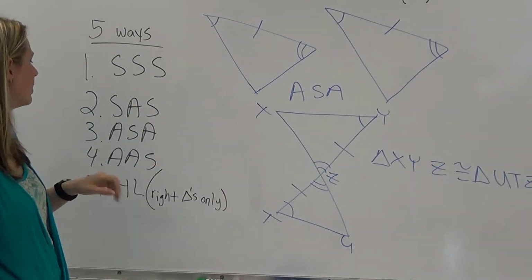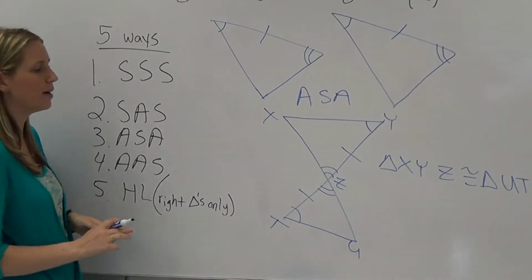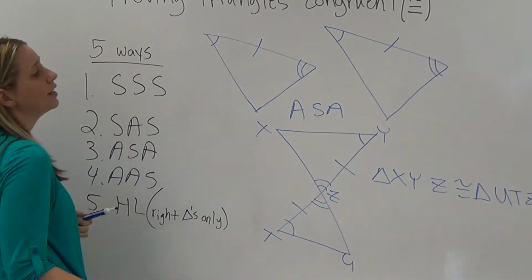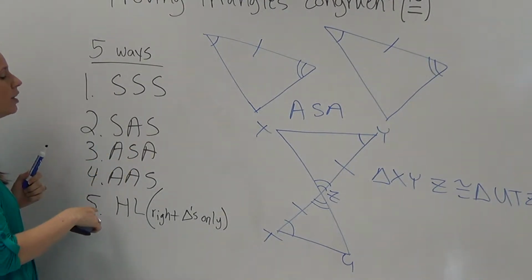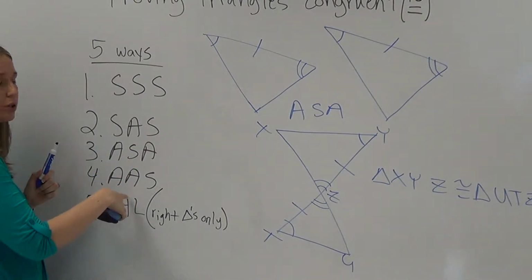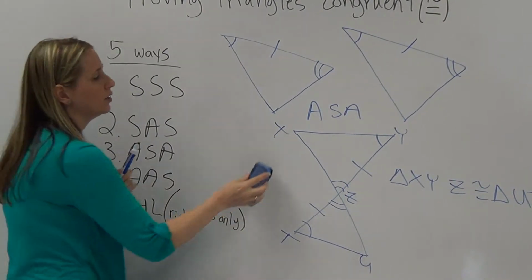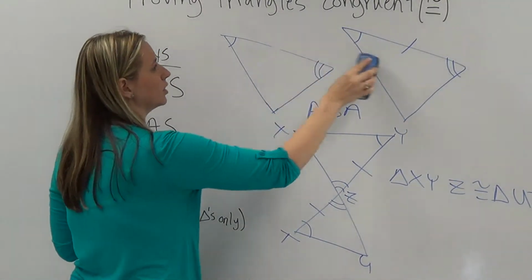Okay? And then our next one is angle, angle, side. And that one is really interesting because instead of having the included angle, we had the included side here. Now it's not in the middle. So it's a non-included side. So we can actually change this one up just a little.